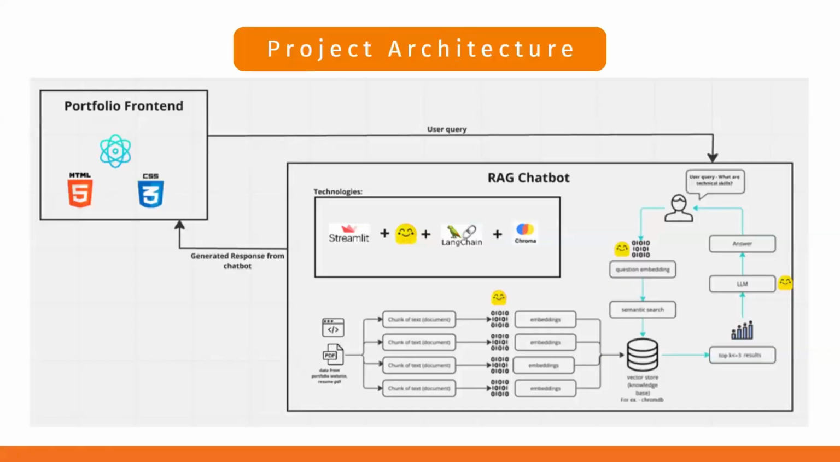Here is the project architecture. We use technologies like React, HTML, and CSS to design the front end of our application. Also, there will be a RAG chatbot integrated in the front end of the website, where users can utilize it to know me better. For the chatbot, we use technologies like Streamlit for the front end of the chatbot, HuggingFace for the LLM, Langchain, and a VectorDB for converting text into embeddings and performing semantic search to fetch top results from the vector database and then generate a response.